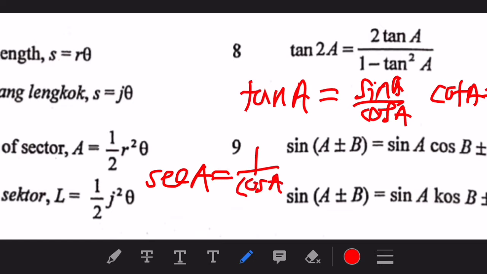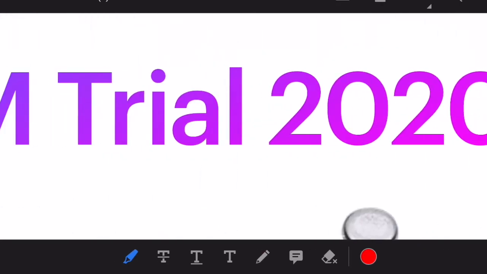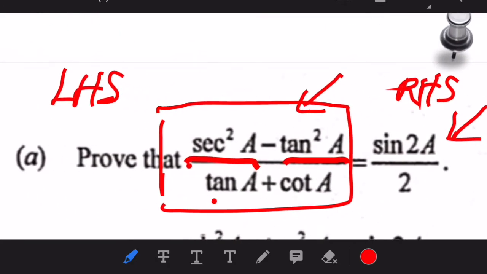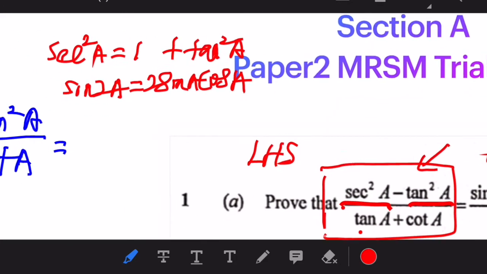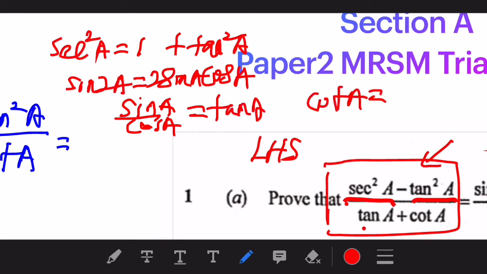and cosec A is 1 over sine A. Notice that S here, C, then S. Okay, so let's write down the other formulas which are not in the list but you must know: sine A over cos A is tangent A, and cotangent A is the reverse, cos A over sine A.